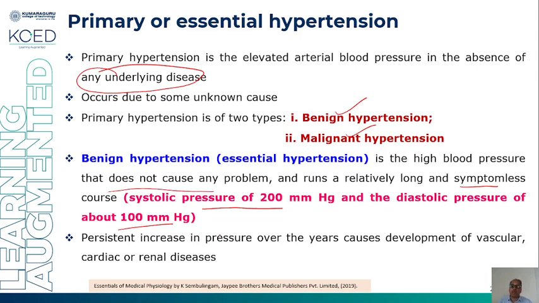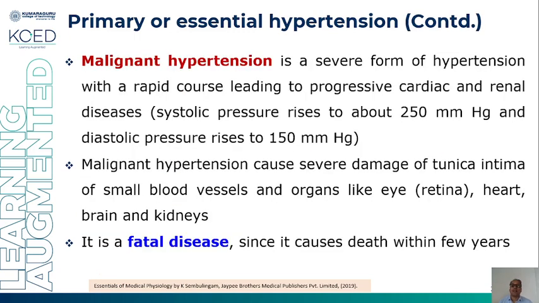But what happens when there is a prolonged, symptomless increase and the individual fails to notice it? It causes development of cardiac and renal disease. It is silent, whereas in malignant hypertension there is a rapid, sudden elevation of blood pressure within a short time period. It will not give the individual any time to notice or become alert.